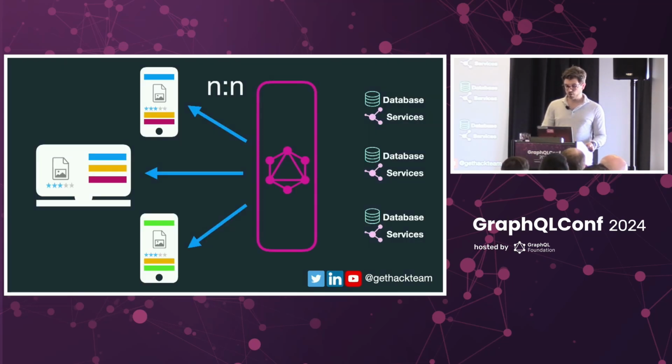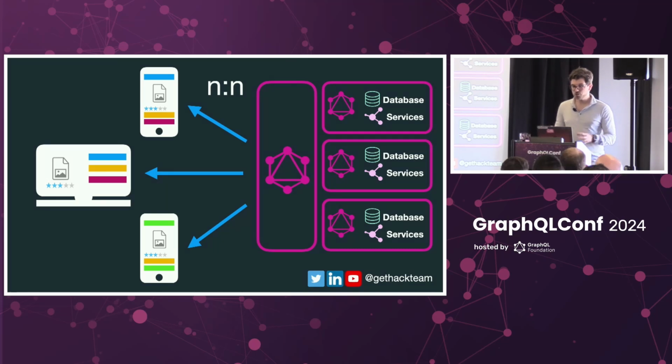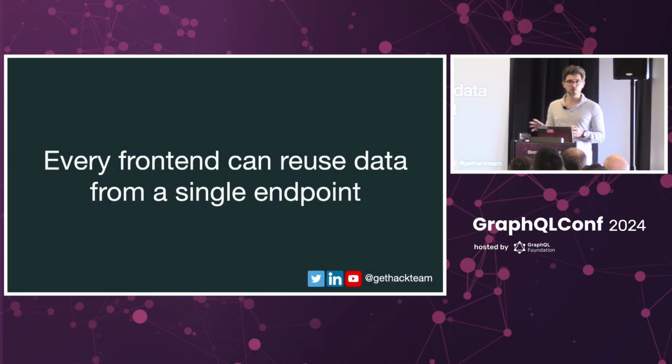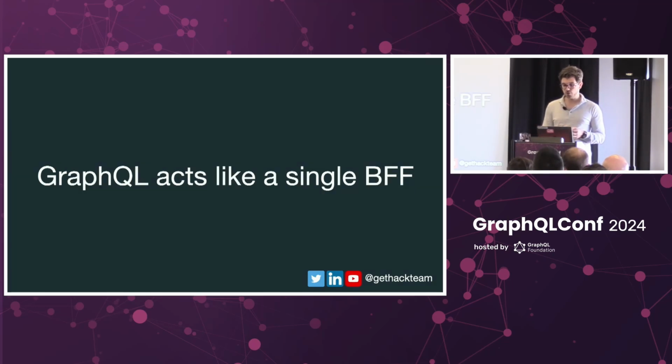So when you're using GraphQL in a federated way, you're using GraphQL as your BFF, because you have one schema that solves all these different use cases, and all the combining of data will be handled on the back-end side of things. So if you're building GraphQL APIs, you're concerned with all of this. If you're building front ends, you don't really care because you have a single entry point to your data. So every front end can reuse this data from a single endpoint, and this is really something that GraphQL will give you, where it acts like a single BFF.